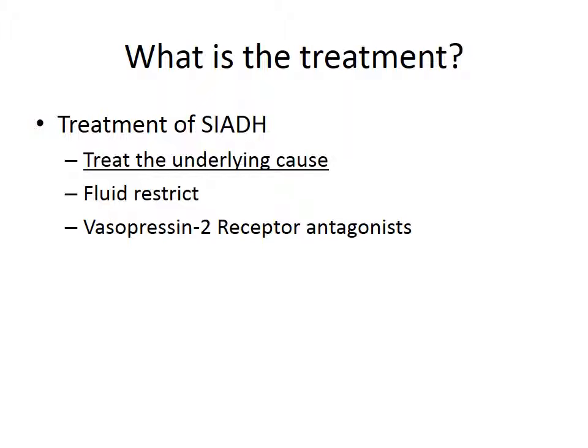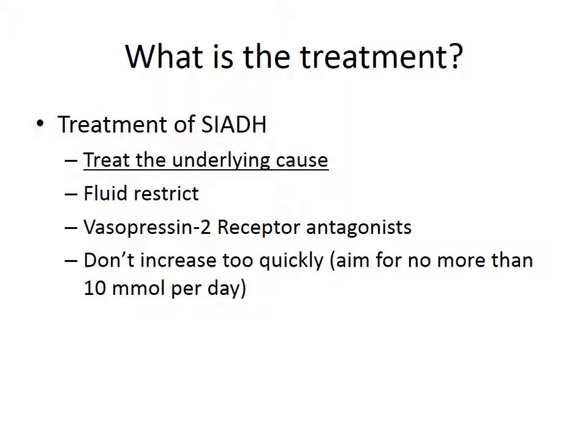So we've got a number of options here whilst we're waiting for the cause to be elucidated in order to try and treat the patient's low sodium. However, the important thing to remember is that one shouldn't increase the sodium level too quickly. You should aim for a rise of sodium of about 10 millimoles per day. The reason for this is that over-rapid correction of hyponatremia can lead to a condition called central pontine myelinolysis.